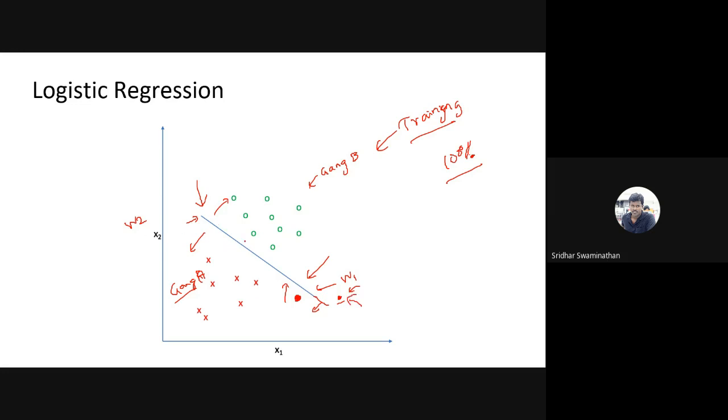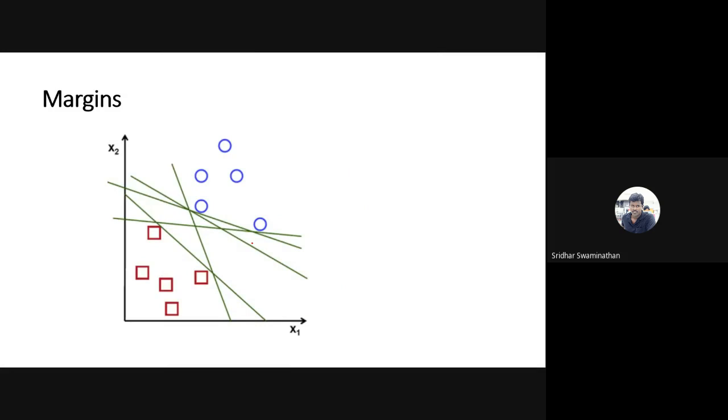Okay. But there is a problem with this kind of model. You don't know that, but there is a problem with this kind of model. If the data is well separable, then there is an issue. Actually, there are many lines possible. If your data has this kind of distribution, you can draw any line. And all these lines will have a training accuracy of 100%. But only one of the models will actually do a good job in generalization.